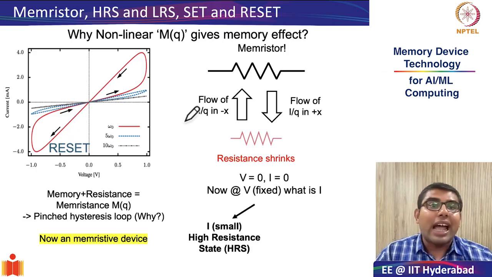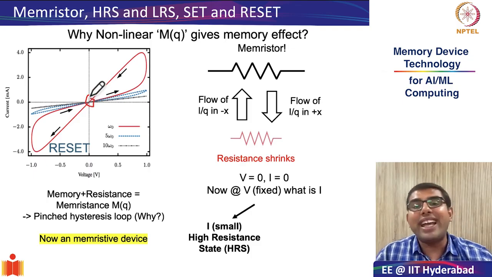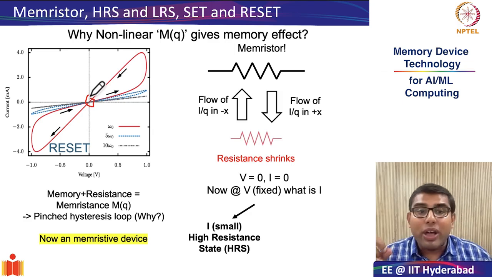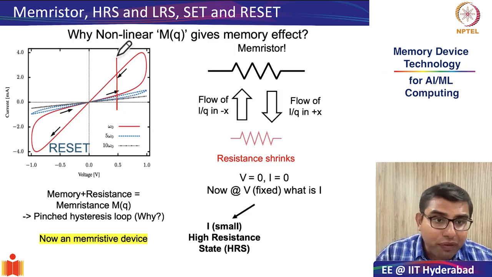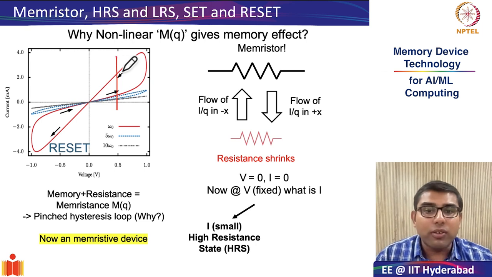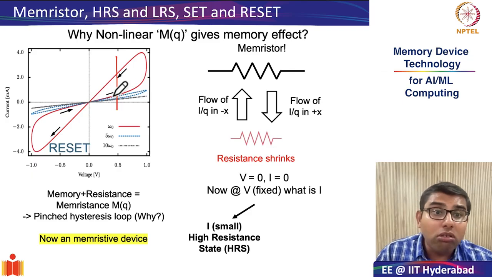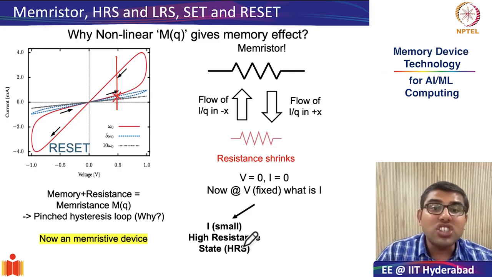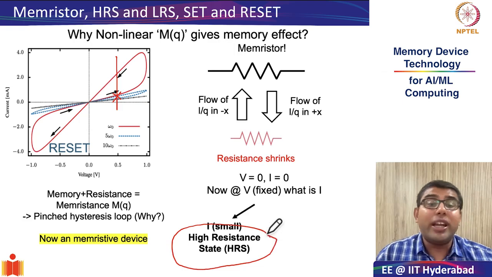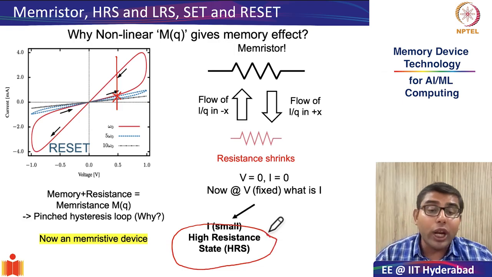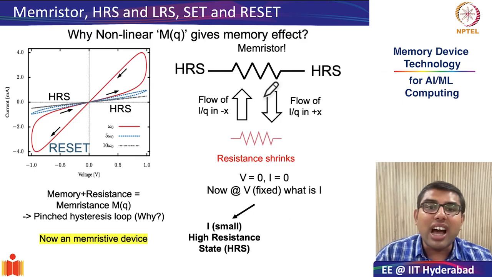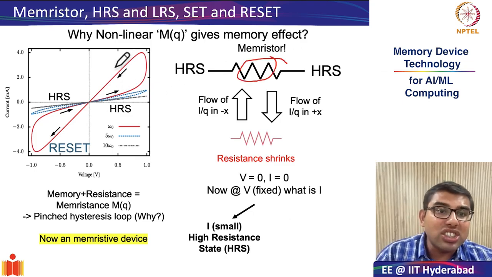And exactly at V equal to 0, you cannot have any current because it's a passive element. So at V equal to 0, I is also equal to 0. However, as we discussed, at a fixed V you can have two conditions. One is I is small. If I is small, it means it is in the high resistance state. Please note these terminologies very carefully. So this is the memristor in high resistance state. How do you know it is in high resistance? For the same voltage, you are getting lower current. That is why it is in high resistance.